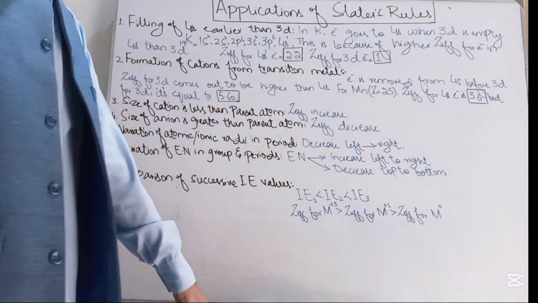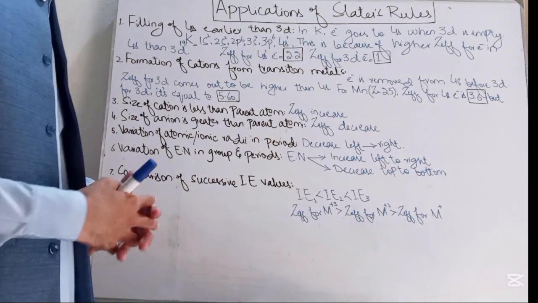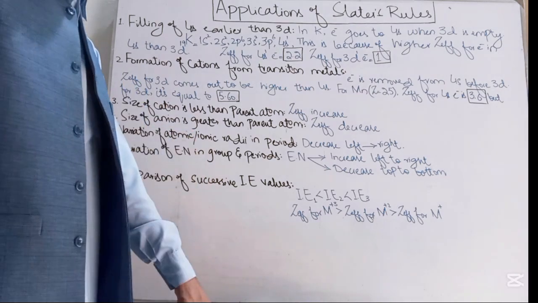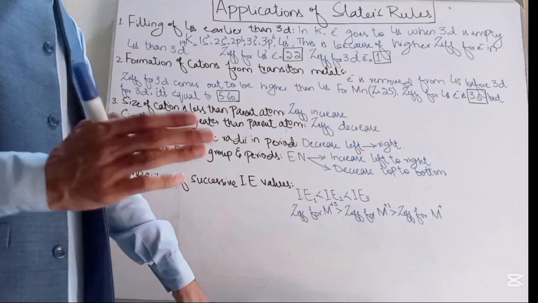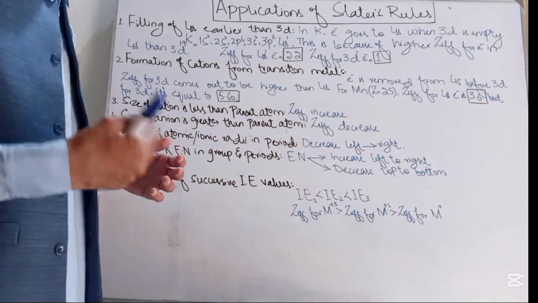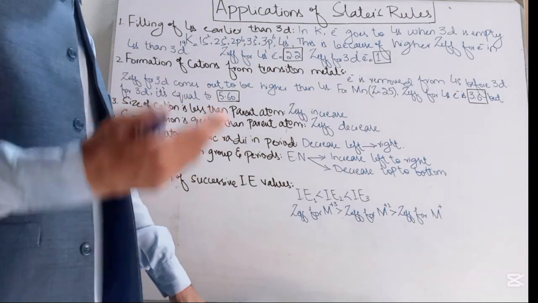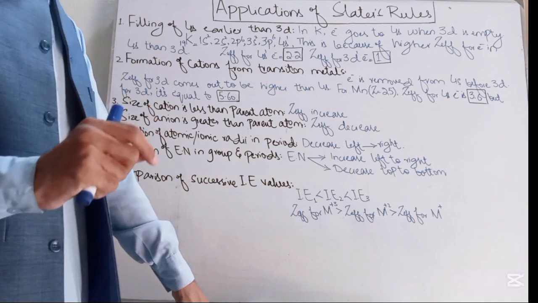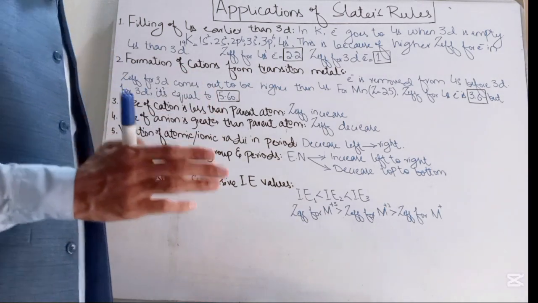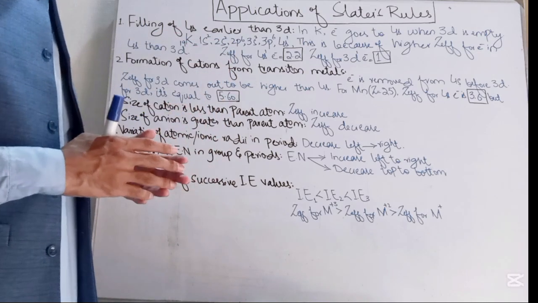The first application is that in some atoms, the 4s orbital is filled earlier than the 3d, just like in potassium. Why is this? When the 3d is empty, why do the electrons go toward the 4s? The reason is that the Z effective value for the 4s is greater than that of the electrons present in the 3d. That's why electrons prefer to go into the 4s rather than the 3d.